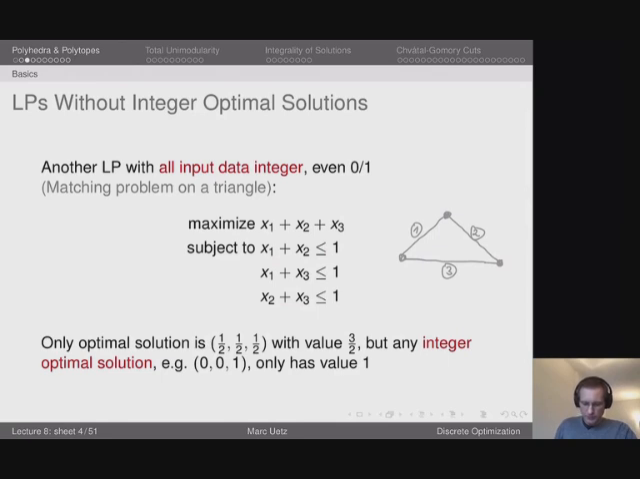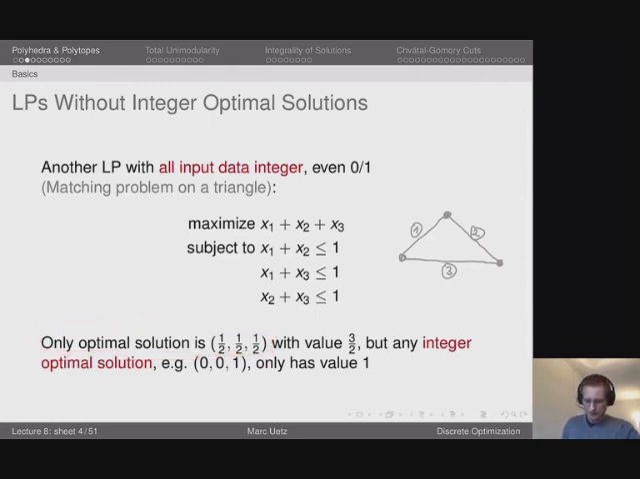Nevertheless, the optimal solution to this linear programming problem is just the vector (1/2, 1/2, 1/2), right? So if I set all the values x1, x2, x3 to 1/2, I get an objective function value of 3/2, and I fulfill all the constraints because that would be for this vertex 1/2 plus 1/2 is 1, which is feasible, and the same here and here. Okay, so this is a very simple example to show that even though all the input data is integer, the optimal solution is only obtained for non-integer solution values.